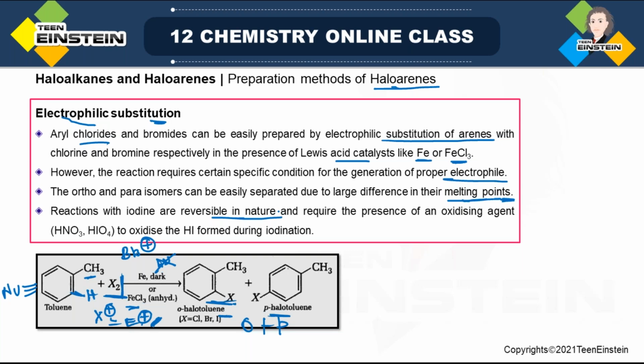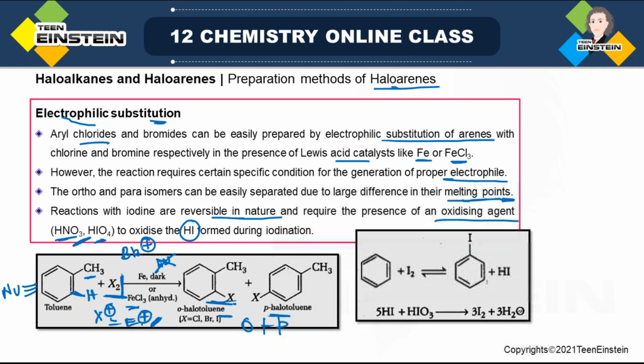Now to remove that problem, there is a solution also. So what we can do, we require the presence of an oxidizing agent like nitric acid or HIO4, so that while we are using this oxidizing agent, because the byproduct that will be formed, the byproduct is HI. Fine. So the byproduct that will be formed, this byproduct can be oxidized in presence of this HNO3 and HIO4. And as a result, if the byproduct is removed from the medium, obviously the equilibrium will be shifted from left to right according to Le Chatelier principle.